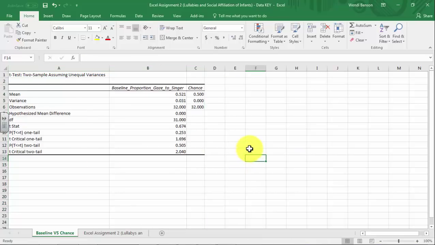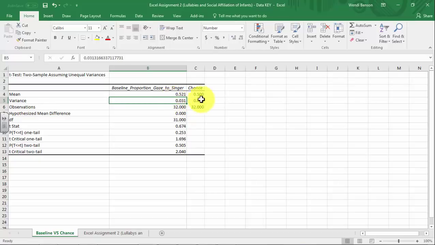So let's just take a look at this real quick and figure out what all these values indicate. So first of all, you'll see this says mean. Here is the mean proportion baseline of how long the infants stared at the woman who was eventually going to sing the familiar lullaby. So on average, they looked at the woman who would eventually sing the familiar lullaby about 52% of the time, which at face value doesn't seem to be that much difference from chance, or 50% of the time. This is your variance.